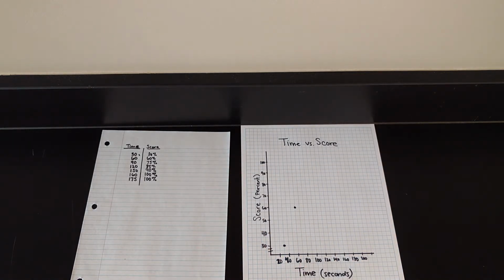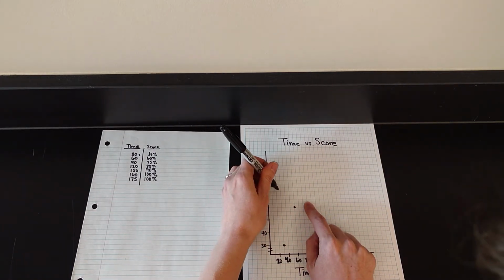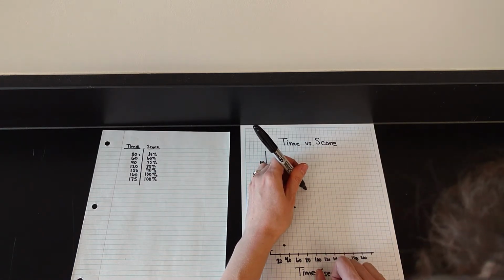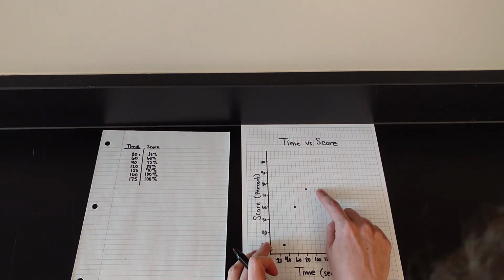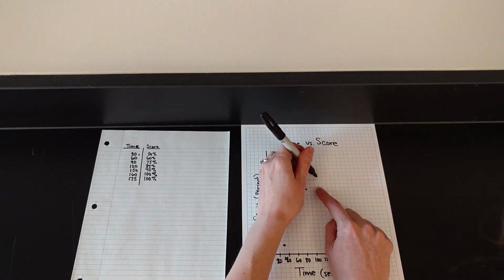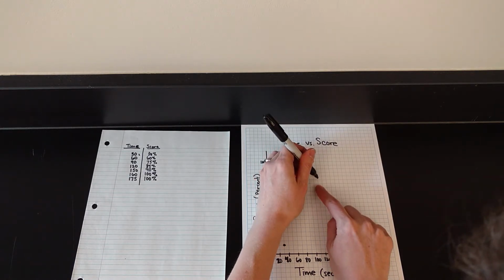Okay, 90 seconds, 75%. So 90 is between 80 and 100. Okay, 75 is going to be smack in the middle of these two lines, and those meet up right there. Okay, 120 and 85%. 120, 80 is right here, 90 is up here, so halfway between those two, I'm going to place a point at my 120 mark.